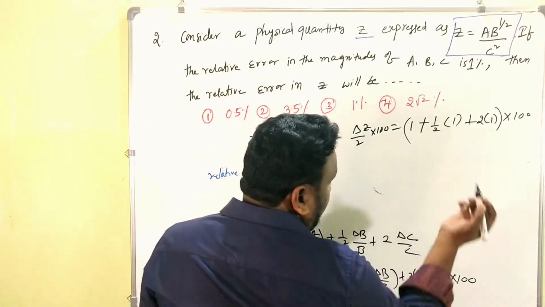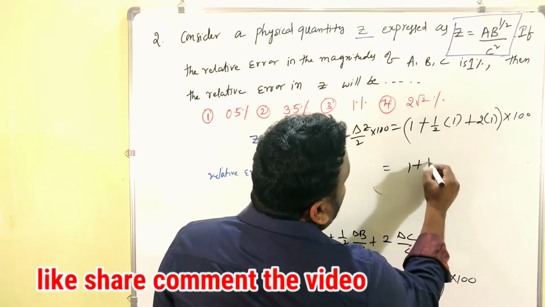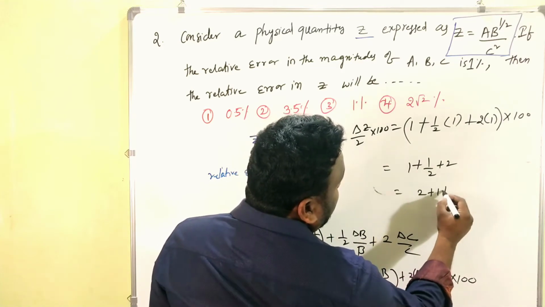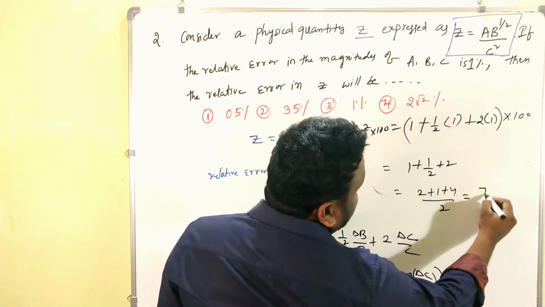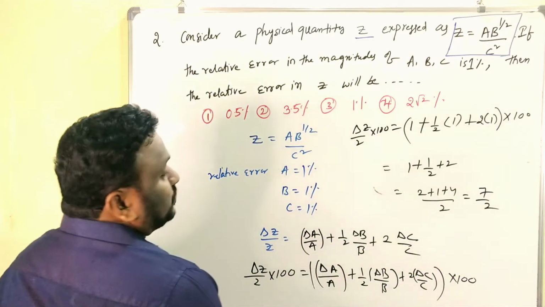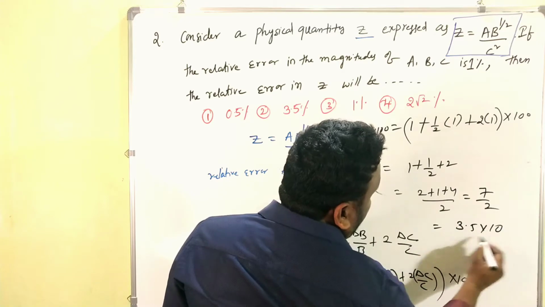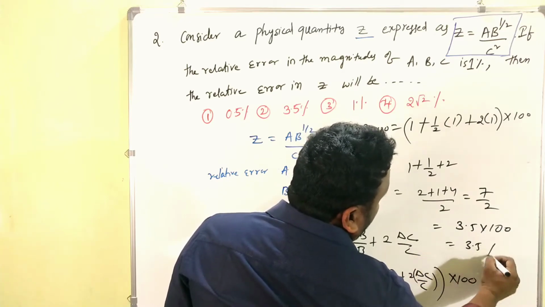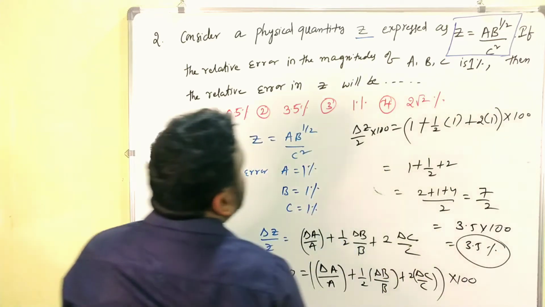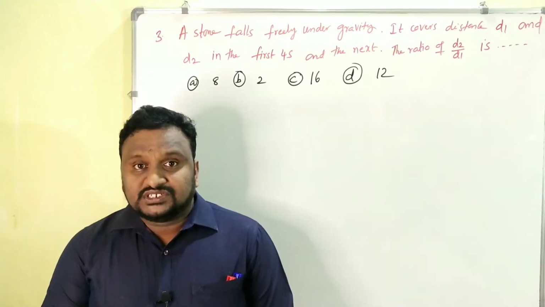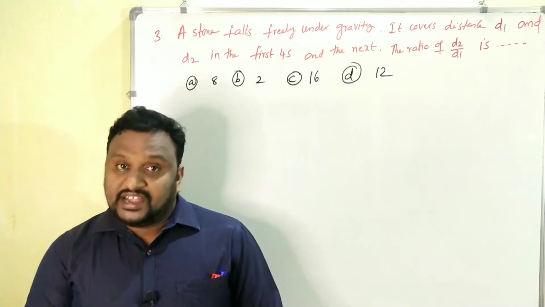That means simply here you write 1 plus 1 by 2 plus 2. That is equal to 2 plus 1 plus 4 by 2, that is 7 by 2. 7 by 2 is equal to 3.5. Into 100, so just simply I am going to write 3.5%. So the second option is the correct one. See the next question. This is from kinematics.